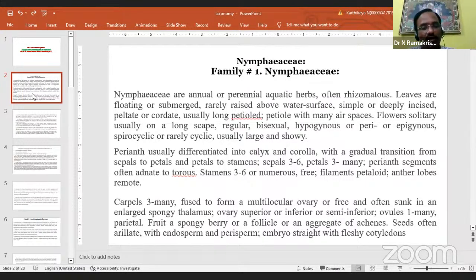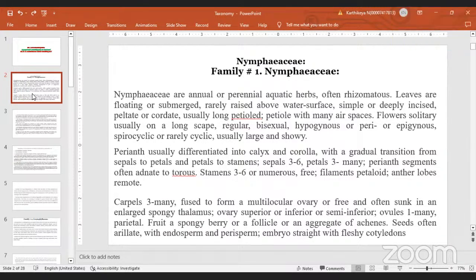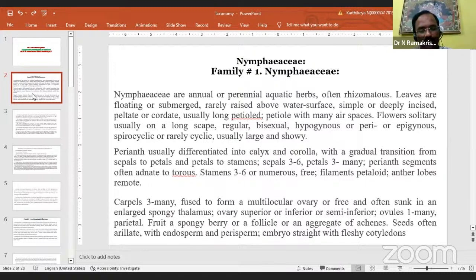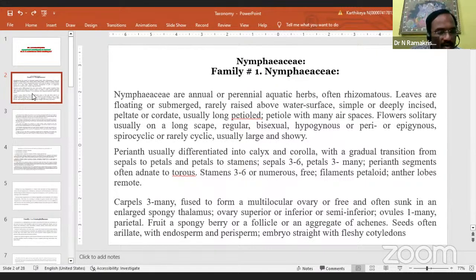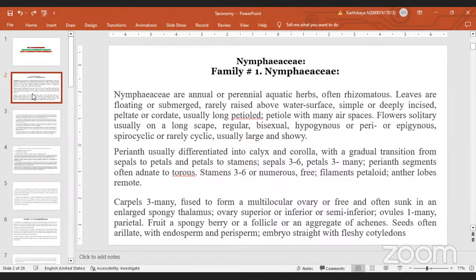Based on the origin, it is divided into three: promeristems, primary meristems, and secondary meristems. Based on position: apical meristems, intercalary meristems, and lateral meristems. Three types.